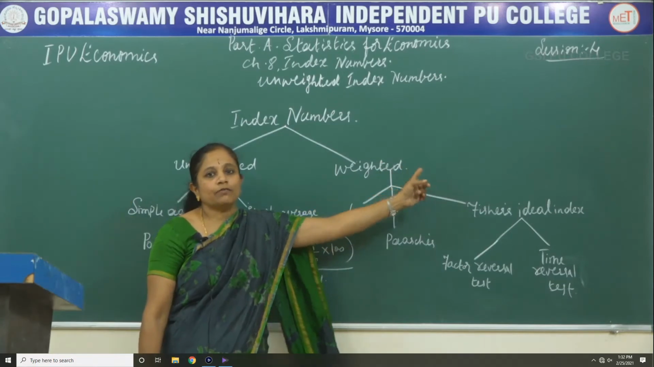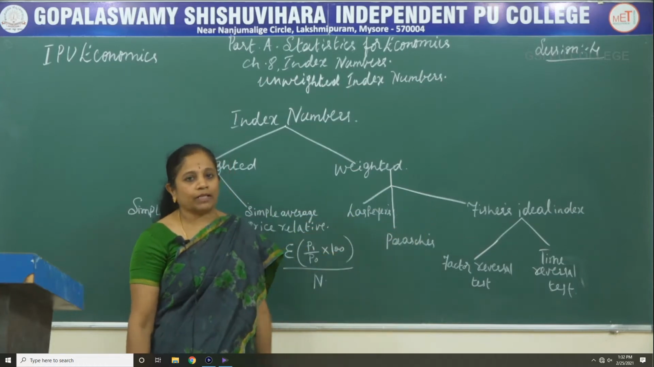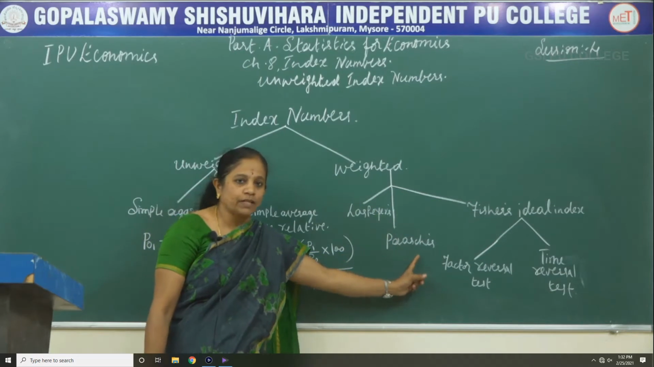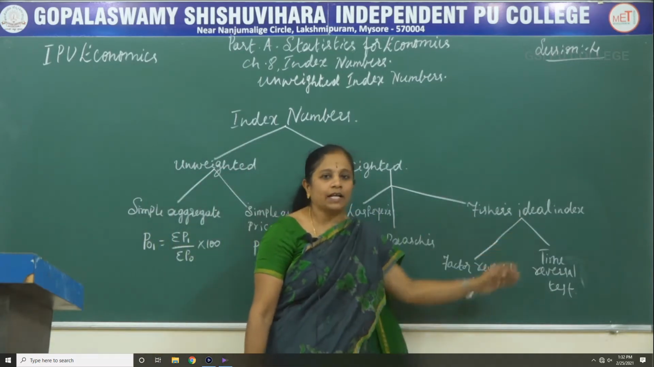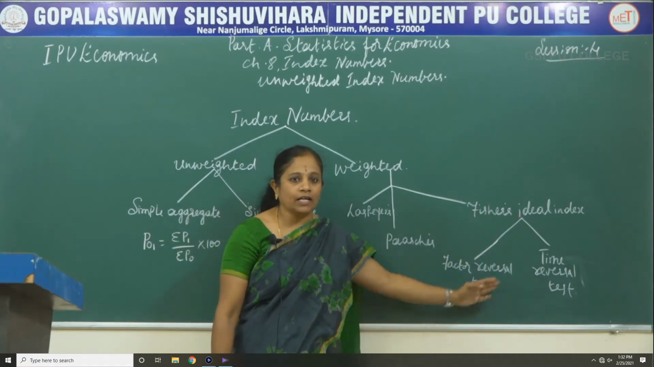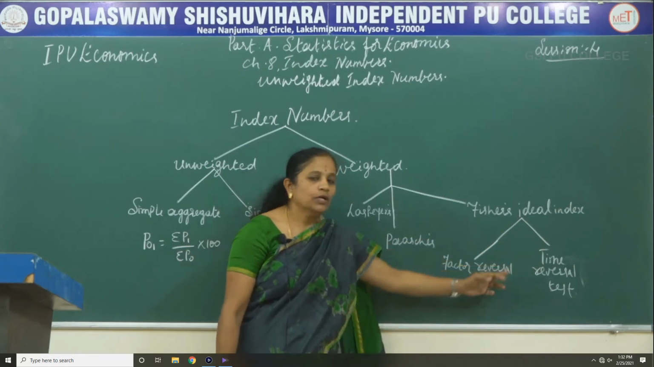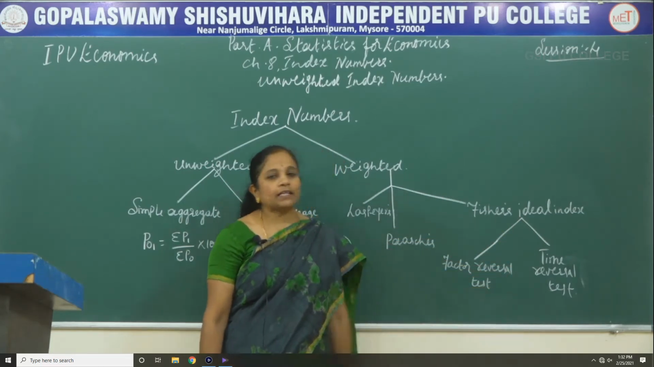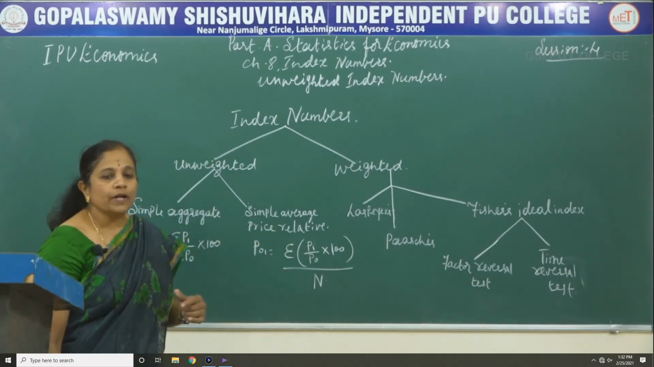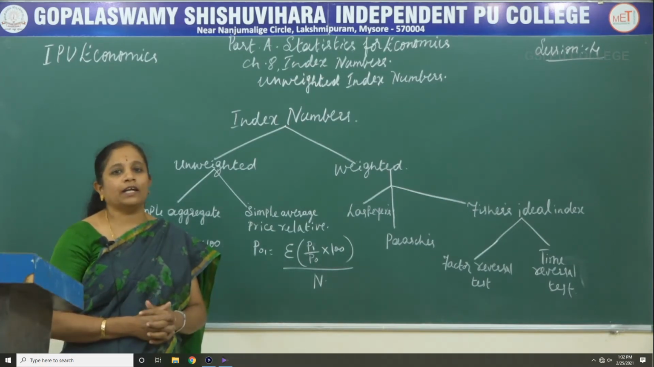Under the weighted method of calculation of index number we have three very important methods: the first one is Laspeyres method, the second one is Paasche's method and the third one is Fisher's ideal index method. Fisher's ideal index is again divided into two: the factor reversal test and the time reversal test. So in today's session let us learn about the calculation of the unweighted index numbers.